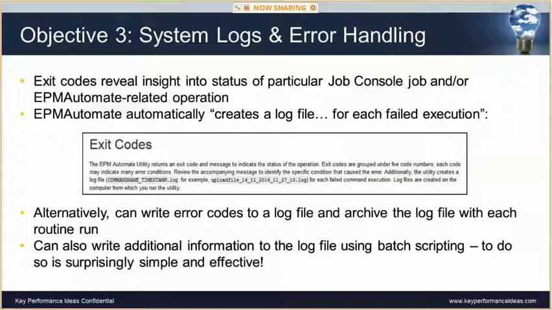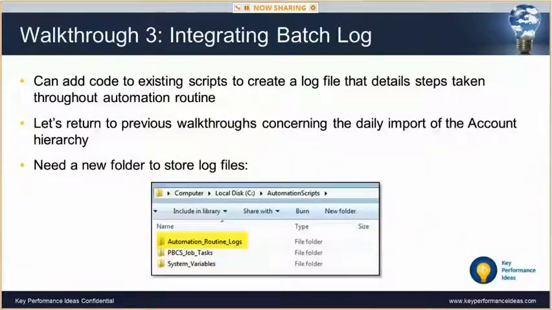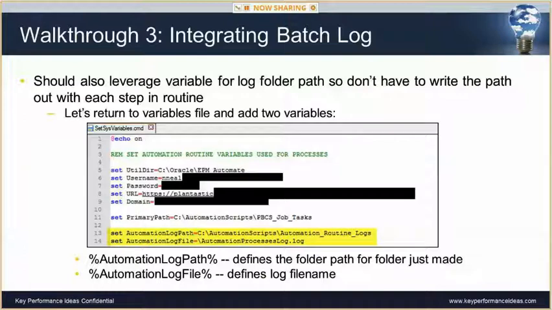EPM Automate automatically logs each failed execution, but alternatively, we can do customization pretty easily within the context of our script, and that's really what we're going to be talking about in the upcoming slides here. To do so is surprisingly easy and effective. So let's go back to our folders and our scripts and take a look at the screenshot here. So looking at our previous walkthroughs, we are going to add another subfolder called Automation Routine Logs. And that's really where we're going to store process logs.